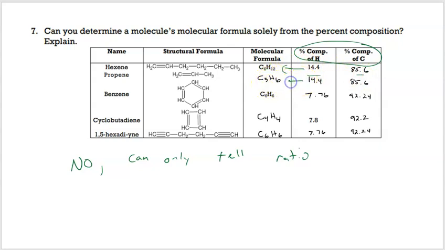So I can come up with several possible molecular formulas. Actually, lots of possible molecular formulas. It could be CH2, for example, or C2H4, or C3H6, or C4H8, right? If I have that information right there, right, what I can't tell is which of those it is. I need additional information for that.